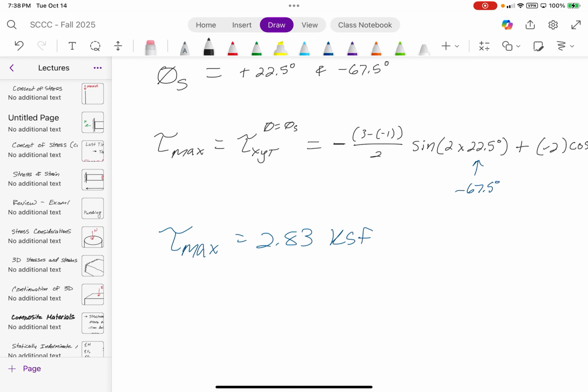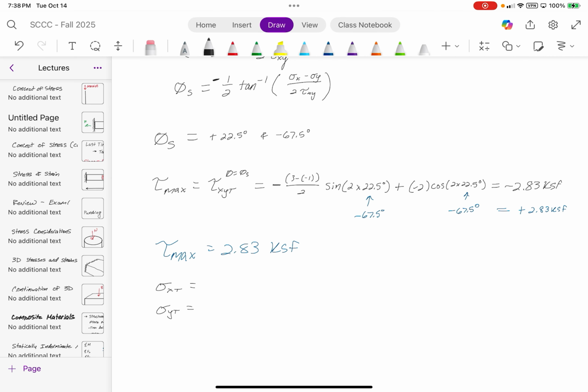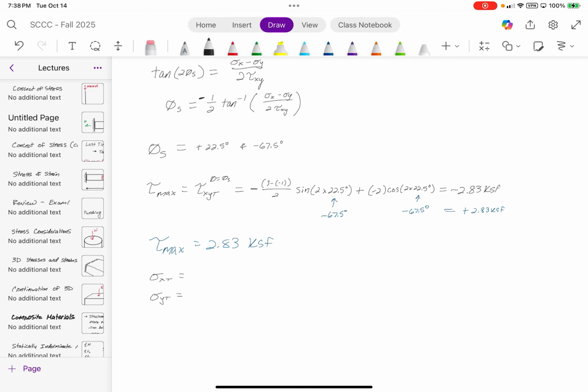Now with these corresponding values, what are sigma xt and sigma yt equal to? Who here did that? If you plug them into that really long equation, you should get the same answer as the really short equation that I showed you guys.